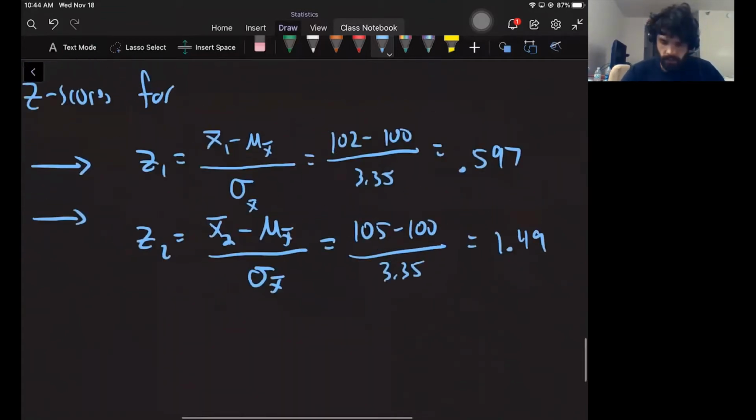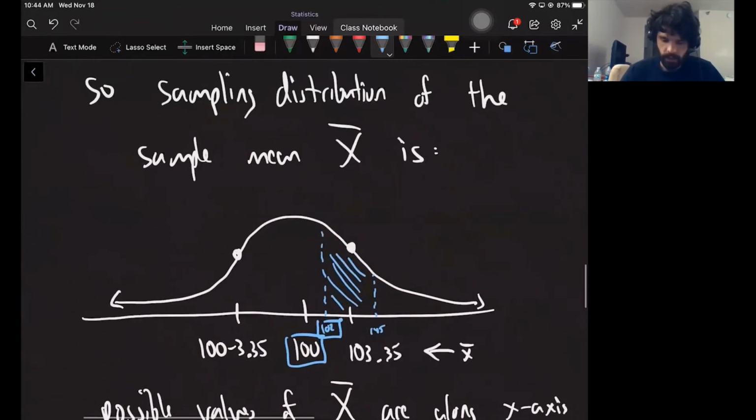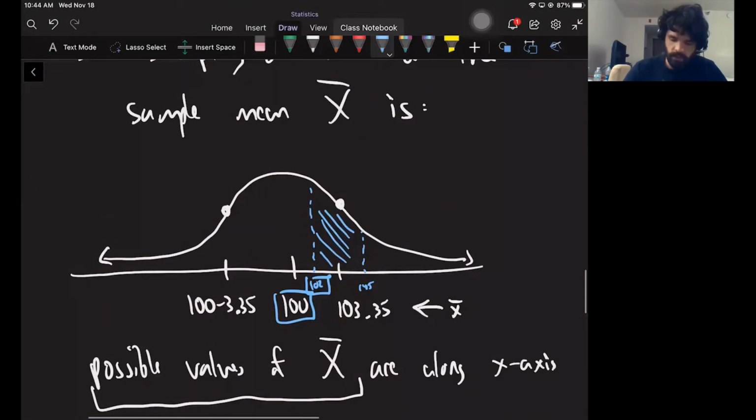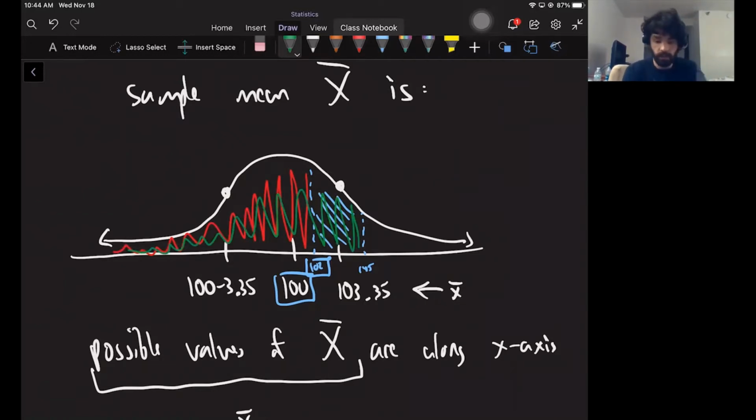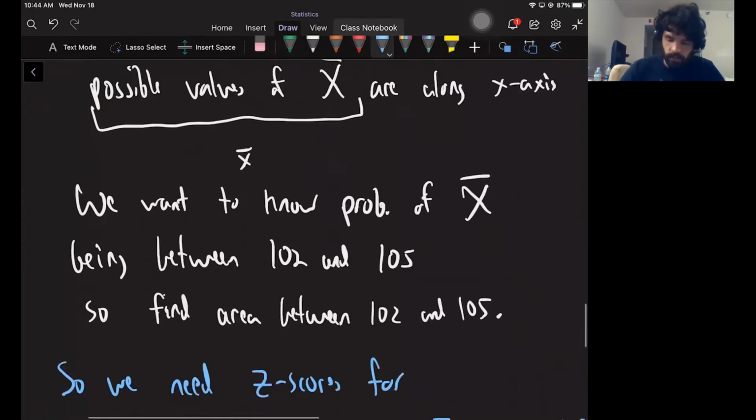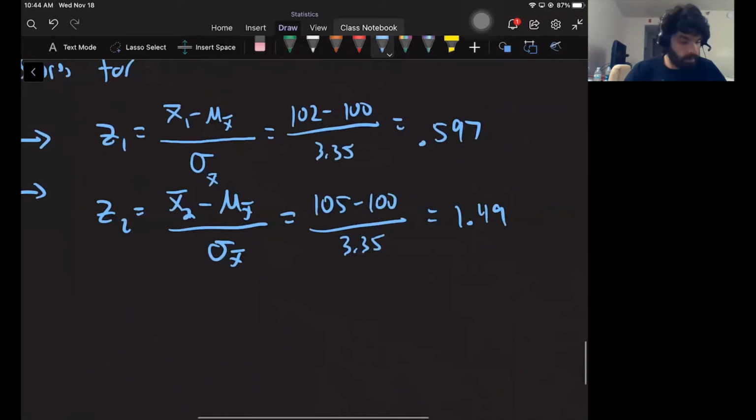So now I can plug those z-scores into that online calculator to find various things. So if I plug the z-score in for the first one, it'll get me this red area. If I plug in the z-score for the second one, it'll get me this green area. So if I want to do the blue area, I just got to do the green, and then I got to take away the red. And that'll be the blue area left over. So that's all we're going to do to finish the problem.